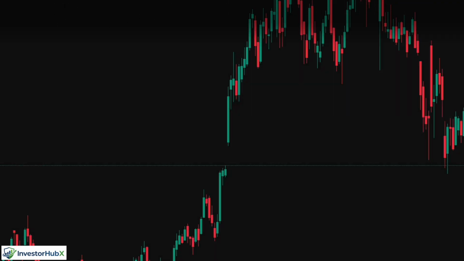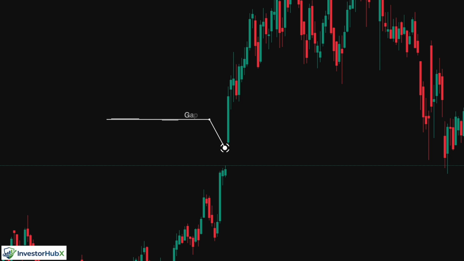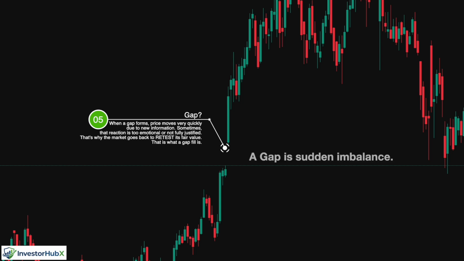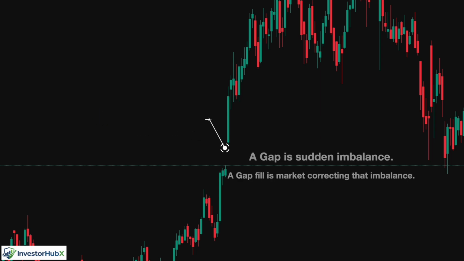So why do gaps often get filled? When a gap forms, price moves very quickly due to new information. But sometimes, that reaction is too emotional or not fully justified. So the market does what it always does. It goes back to retest fair value. That's what a gap fill is. Think of it like this. Gap is sudden imbalance. Gap fill is the market correcting that imbalance. If price moved too far, too fast, it often comes back to where real agreement exists.